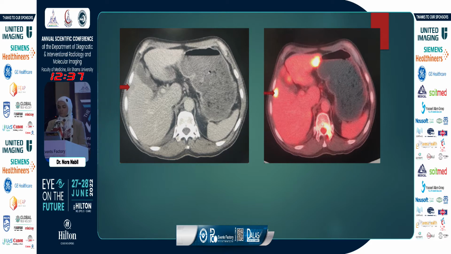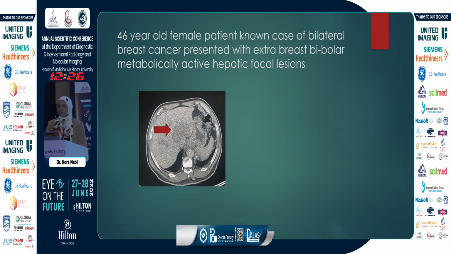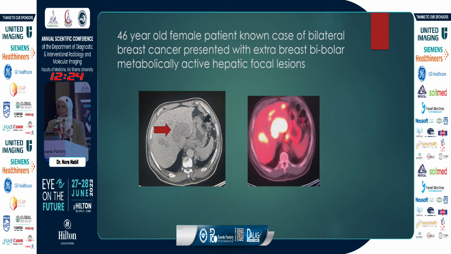Another case, a 46-year-old female patient, a known case of bilateral breast cancer, presented with extra-breast bilobar metabolically active hepatic focal lesions. So here PET-CT is important in detection of these hepatic focal lesions with increased SUV value. As we see here, there is a very faint lesion that couldn't be well visualized by the CT alone. When we combine this with PET, we see an avid hepatic focal lesion on this PET-CT study.